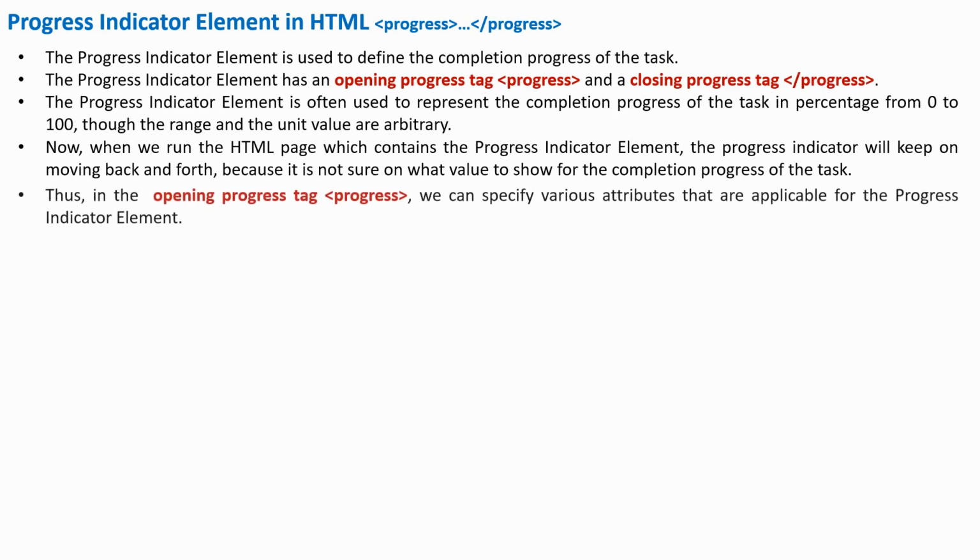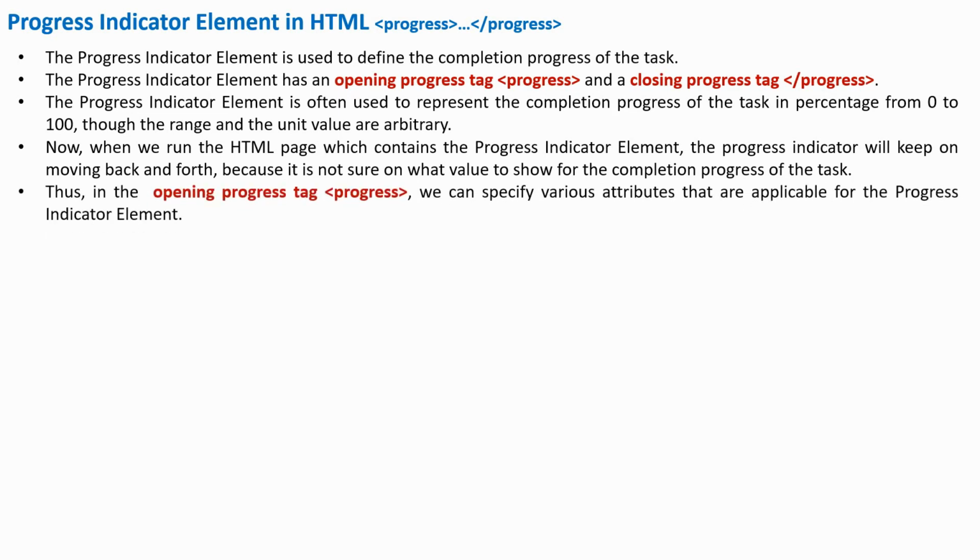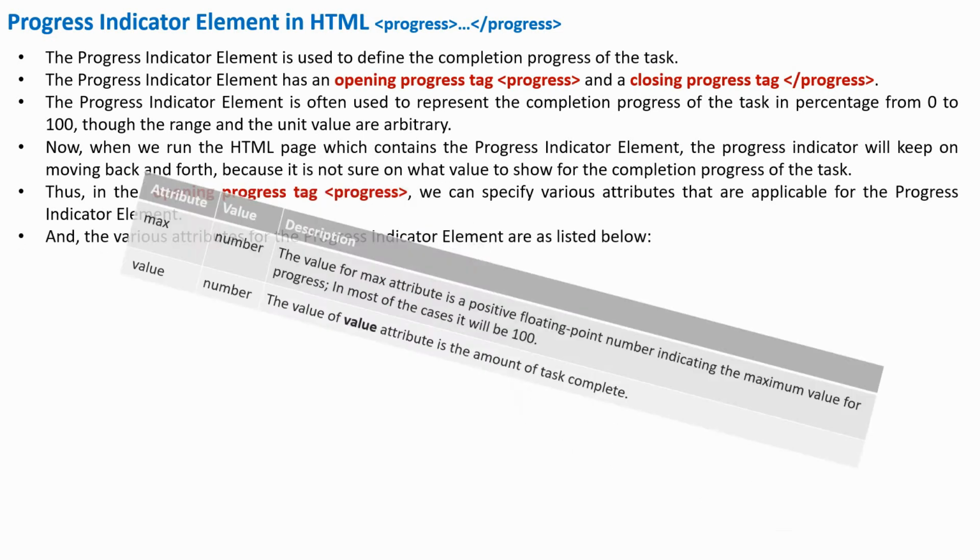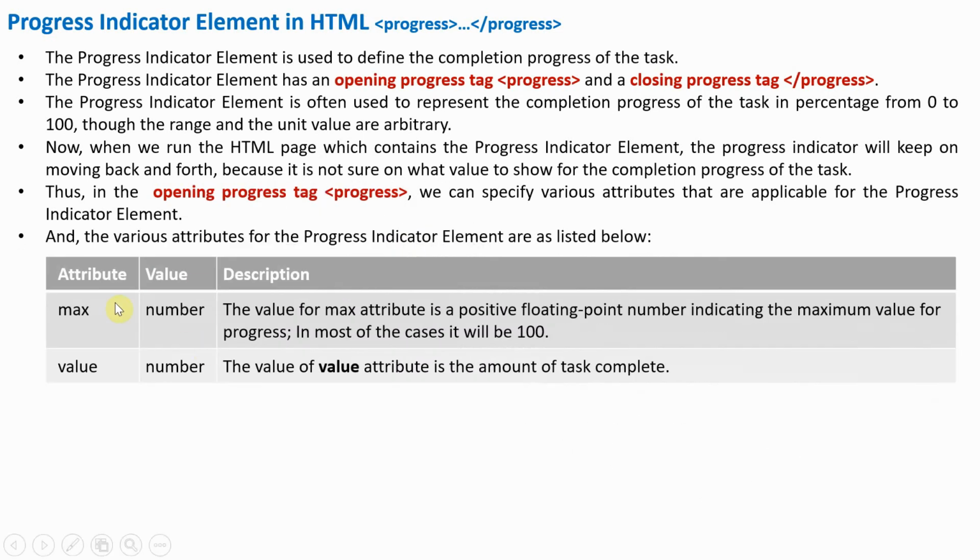Thus, in the opening progress tag, we can specify various attributes that are applicable for the progress indicator element. The various attributes are as listed below. The first attribute is the max attribute, whose value will be a number. That is, the value for the max attribute is a positive floating point number, and it indicates the maximum value for the progress. In most cases, we will denote this with a value of 100.